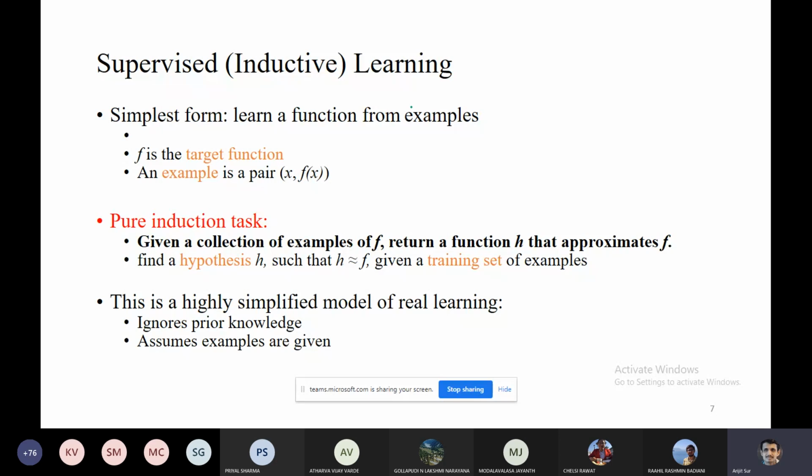So why supervised? Because training examples are given. That is the most important thing. This is a highly simplified model of real learning in that it ignores prior knowledge. There is no prior that we have used here, and these examples are being given. That is important.